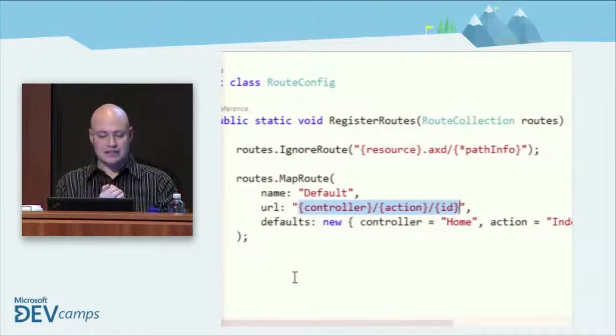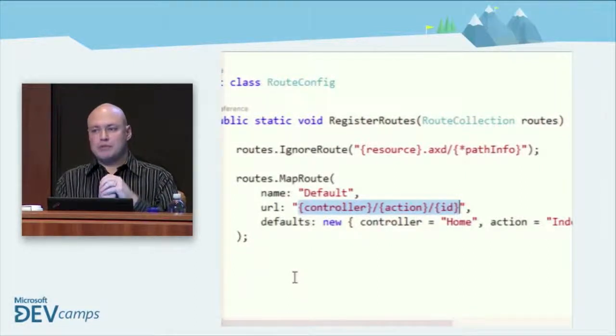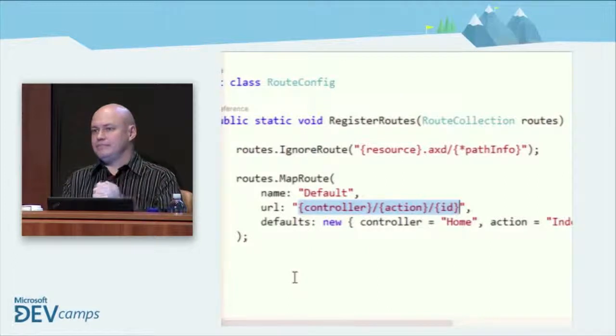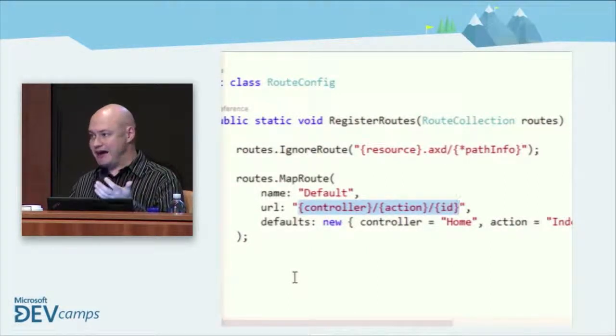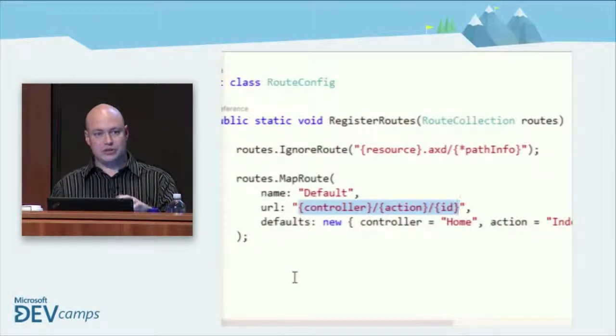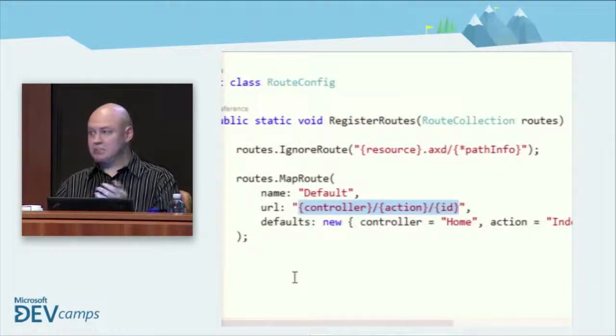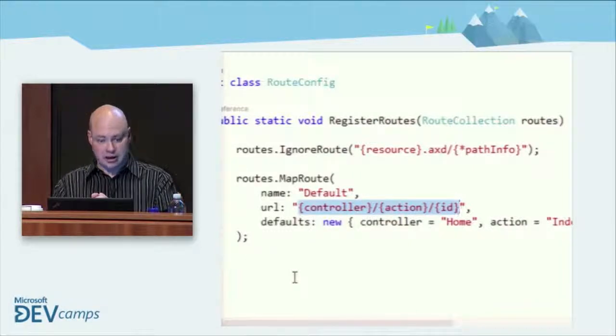So if I request store slash buy slash 5, it's going to go to the store controller, the buy action method, and then it's going to pass in an ID of 5. I just bought product number 5. I hope it's good. Okay?